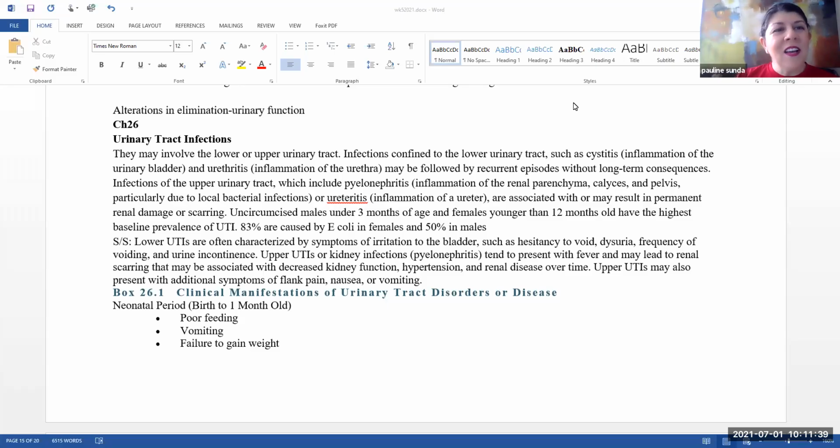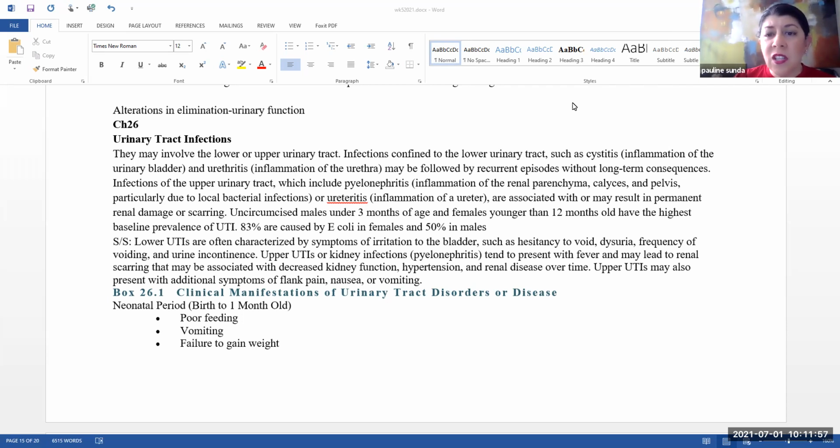Hello. Today we're going to talk about alterations in elimination, specifically urinary functioning. This is in chapter 26. The first thing we're going to discuss is urinary tract infections. They may involve the lower or upper urinary tract.